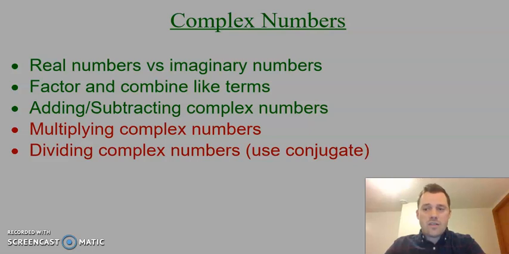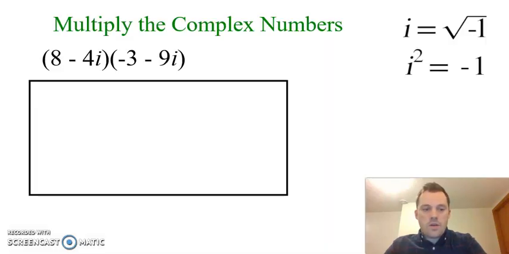In this video we're going to continue talking about complex numbers, and we're going to look at how to multiply and divide those. And when we talk about divide, we have to consider the conjugate. So multiplying complex numbers, we'll call that i equals square root of -1, i squared is equal to -1.